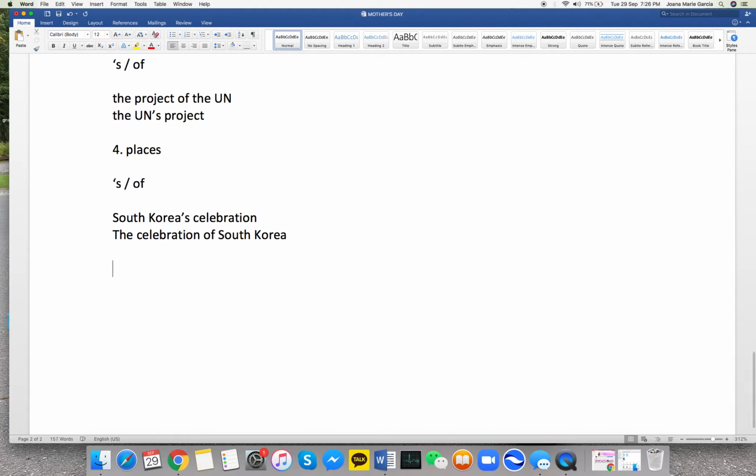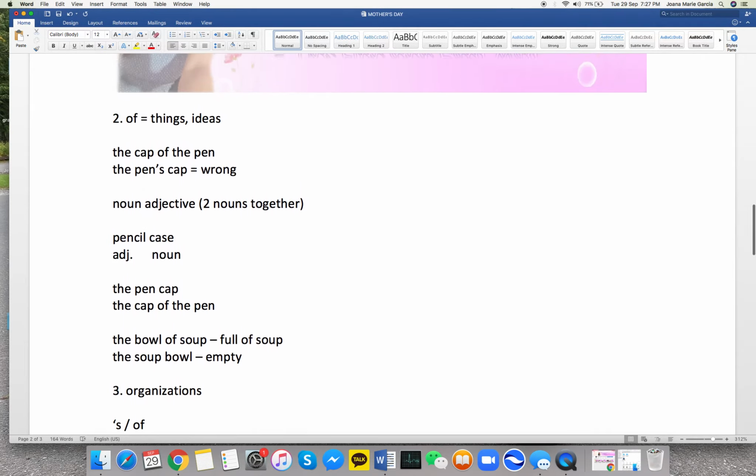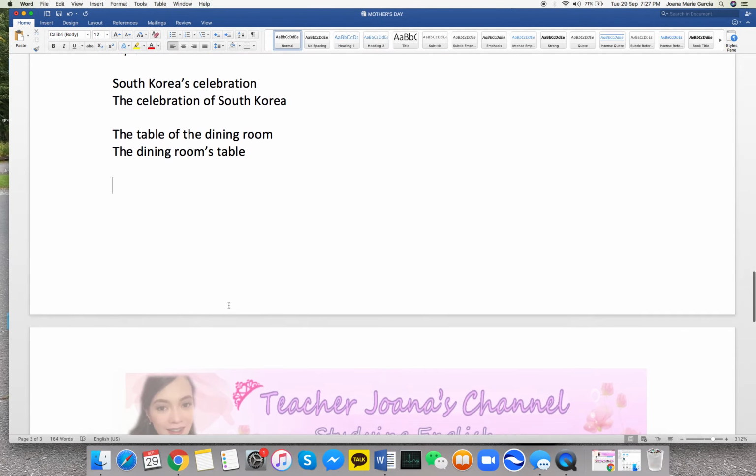Or I can even use common noun places, for example, the table of the dining room. Or you can also say in the dining room, but the meaning is different. This is about possession, so it means the dining room's table. So you can say the dining room's table. So both are accepted. Now, it follows the same thing with the proper and common noun here.